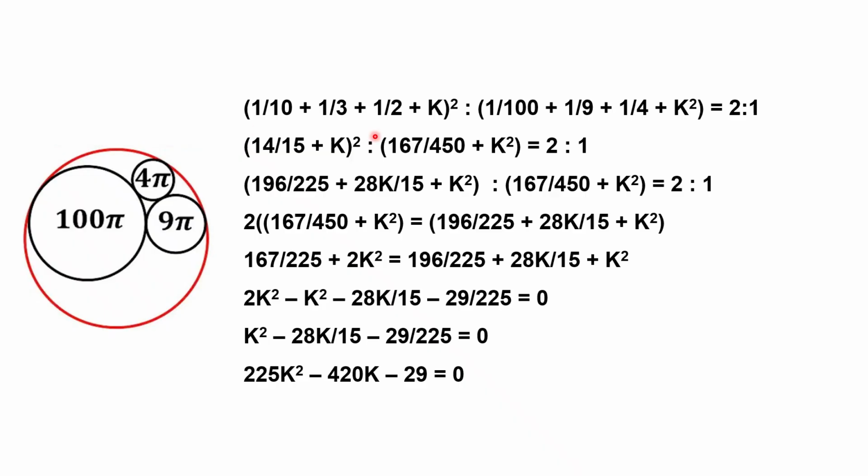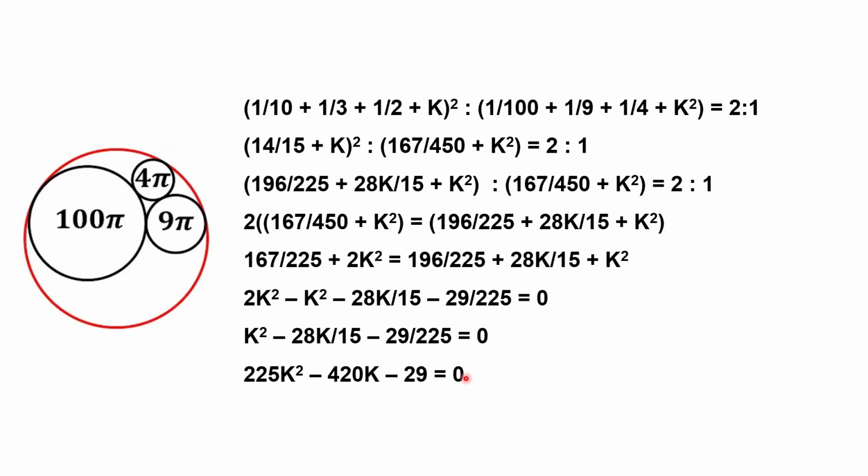What we are doing, we are adding and simplifying. Take the LCM, add as usual. This gives (14 by 15 + K) whole square. Expand it using the (A + B) whole square formula. Then cross multiply, product of extremes equal to product of means. And finally you will get the quadratic equation 225K square minus 420K minus 29 equal to 0.